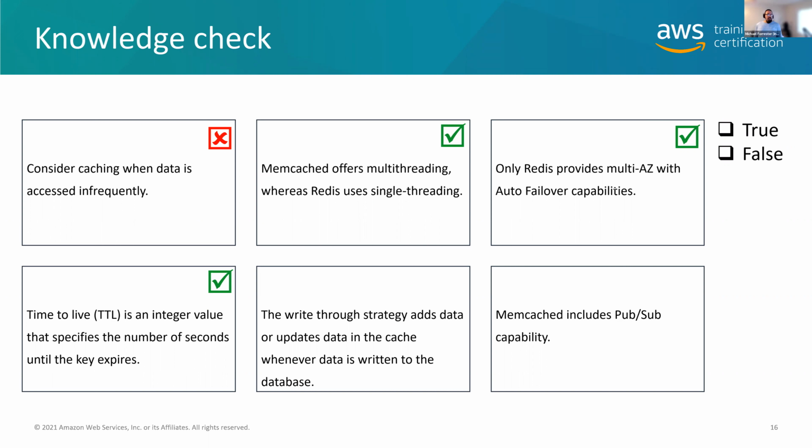Okay. Next question. The write-through strategy adds data or updates data in the cache whenever data is written to the database. Is that true or false? That's true. A bunch of them are true. All right, last but not least: memcached includes pub/sub capability, advanced data sorting, and clustering. No. There's no way. Good.